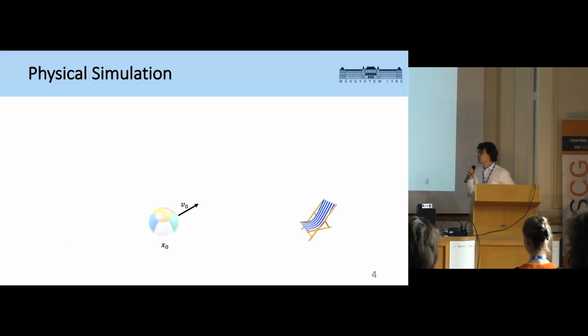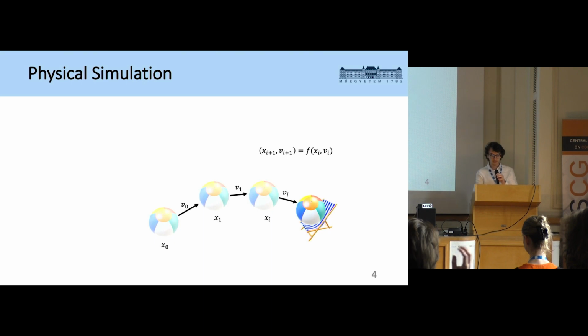So in our physical simulation, we usually have a model of our real world, and we have a state of this system. For example, some initial starting position and some initial velocity. Then we can simulate our system forward in time. And it's important to note here that in our simulation, the state of our system in the next time step is given as a function of the previous state of our system in the previous time step.